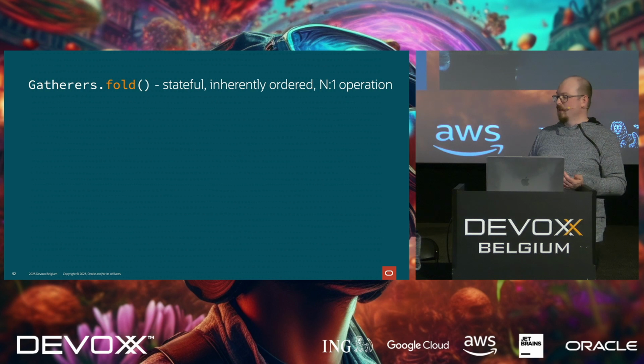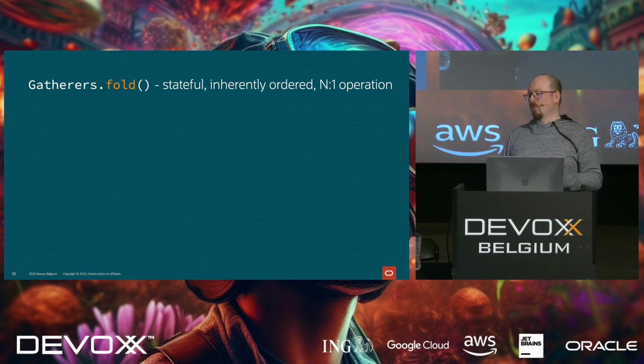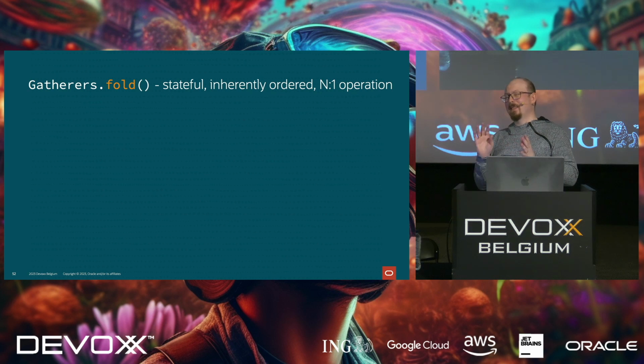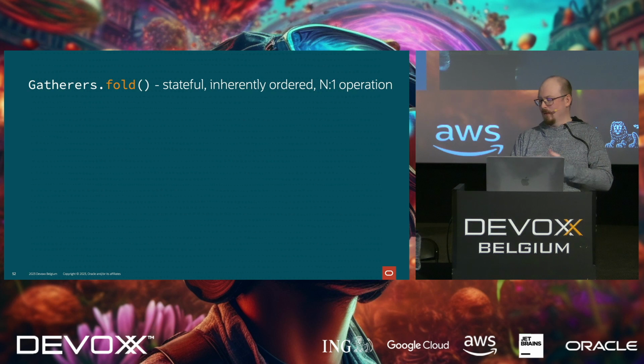So fold, for instance, is an operation which is stateful, inherently ordered, and it's an n-to-1 operation. So if you know reduce, you sort of know this already. The main difference is that reduce is typically not ordered, and fold has an inherent order. In this case, it's left to right.